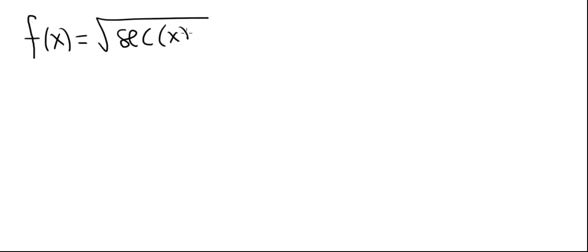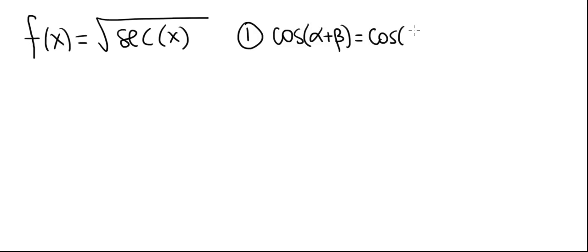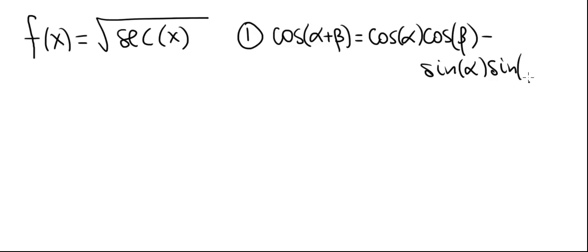We're going to use the definition of the derivative to differentiate f of x equal to the square root of secant of x. Now to do it, we'll require three results. The first one is the trig identity of cosine of alpha plus beta equals cosine of alpha times cosine of beta minus sine alpha times sine beta.